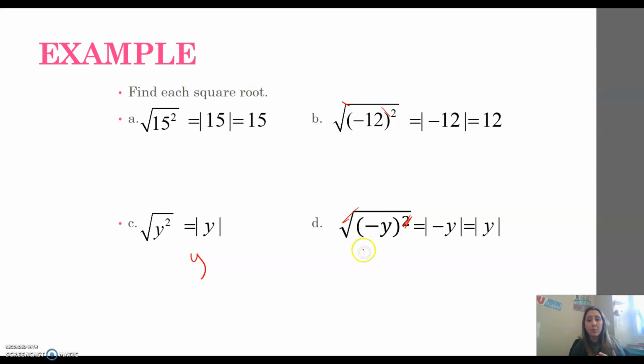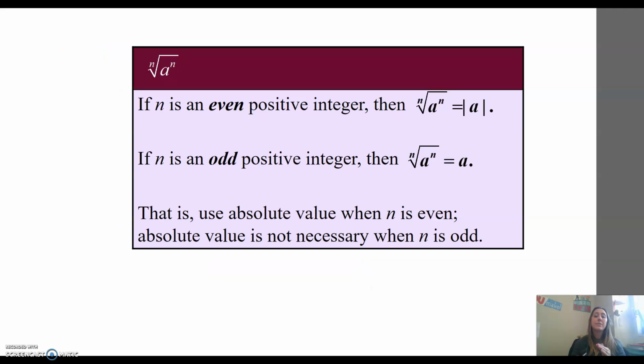If you told me that it was just y, I will accept that. But again, your homework really wants you to put in those absolute value bars. They really want you to understand what's going on there. So if you have any questions, write them down, come to class, and ask them. All right, now we have some more notes.